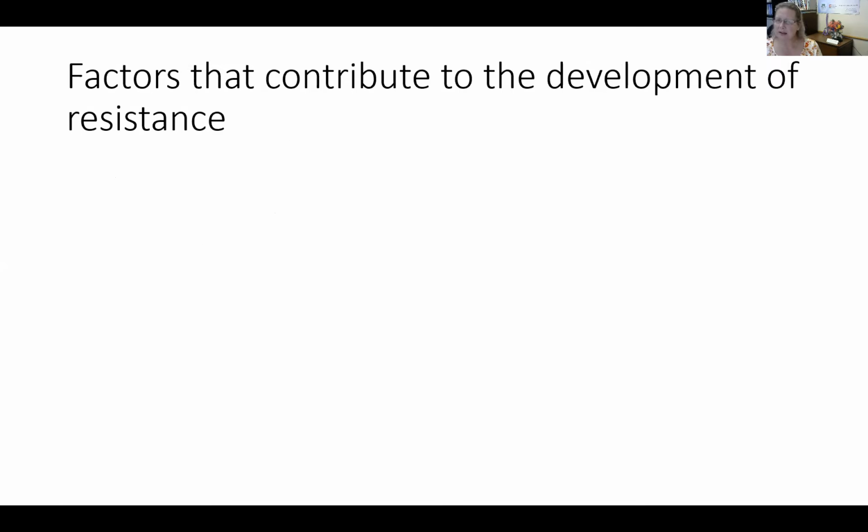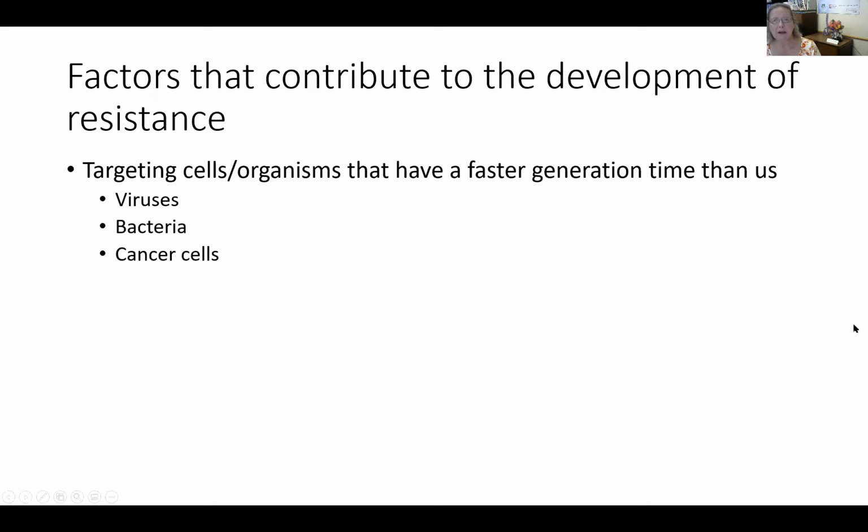There's a number of factors that contribute to the development of resistance. The first one is that the cells or the organisms that we target have a faster generation time than we do. Once a virus gets in your body, it replicates very quickly. One virus can sometimes produce, say, 200 viruses within a matter of an hour.